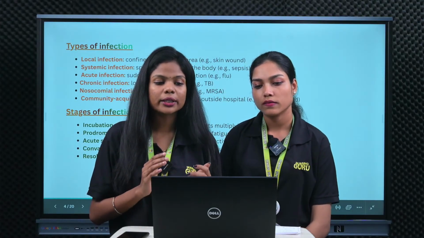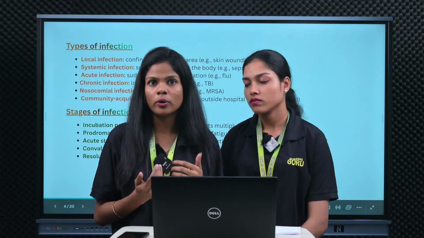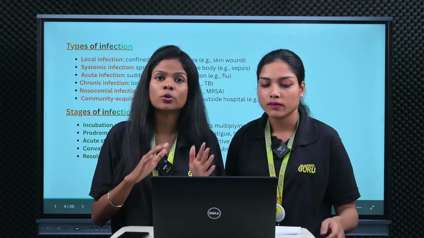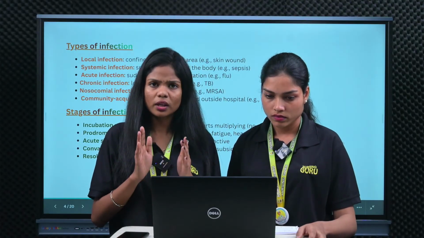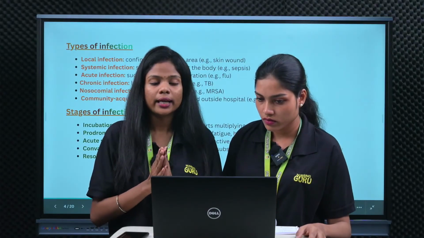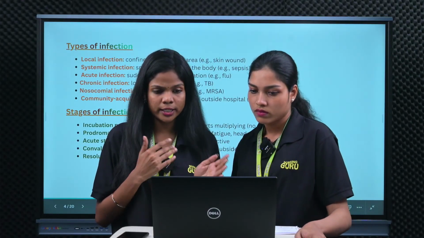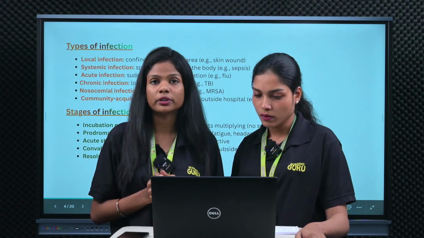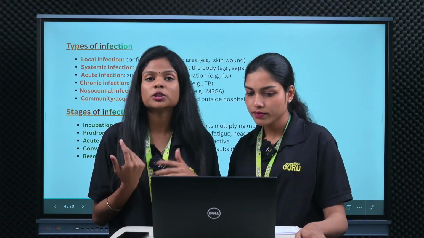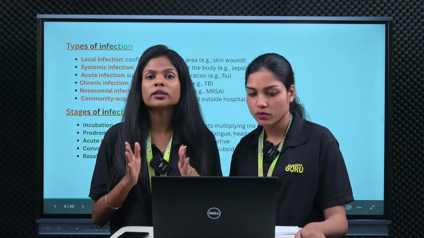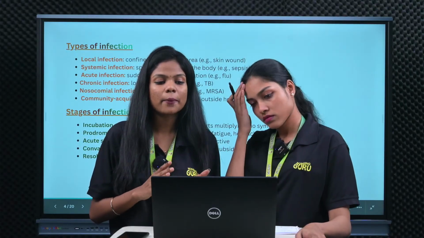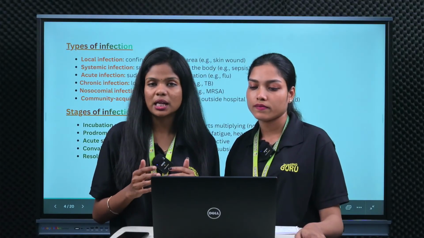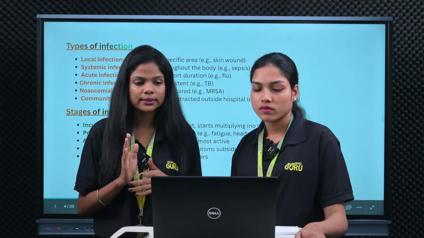The next one is acute infection. Acute, we already know, means sudden onset and short duration. It occurs suddenly and in a short duration. Next one is chronic infection. It means long term and persistent. We can take the example of TB. Next one, nosocomial infection. It means hospital acquired infection. The infection may occur during hospitalization and a long stay in the hospital. Next one is community acquired infection. It means contracted outside the hospital. Example, common cold.